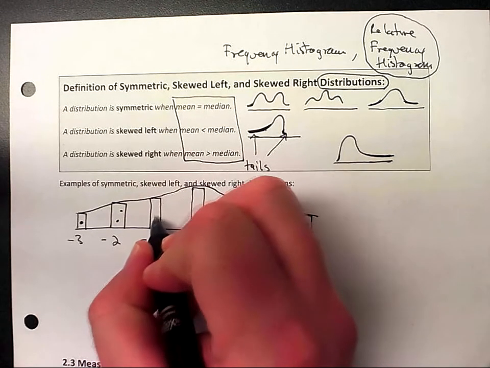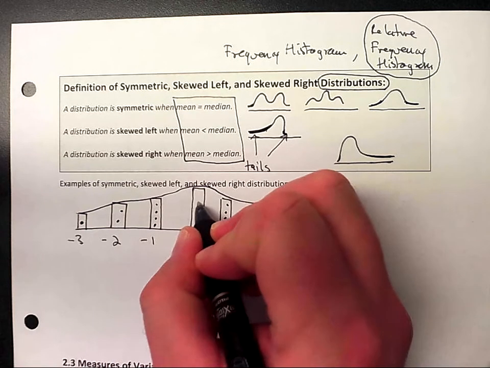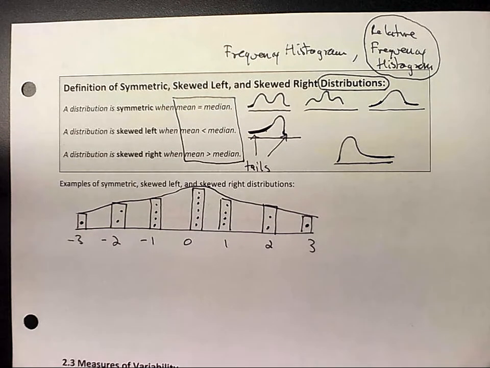Here maybe we have 4 dots. And here maybe we have 6 dots, right? My question is what is the average of this distribution?